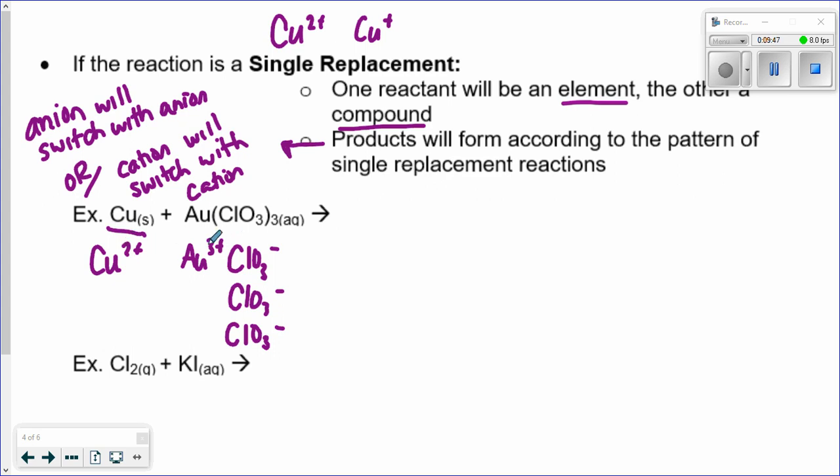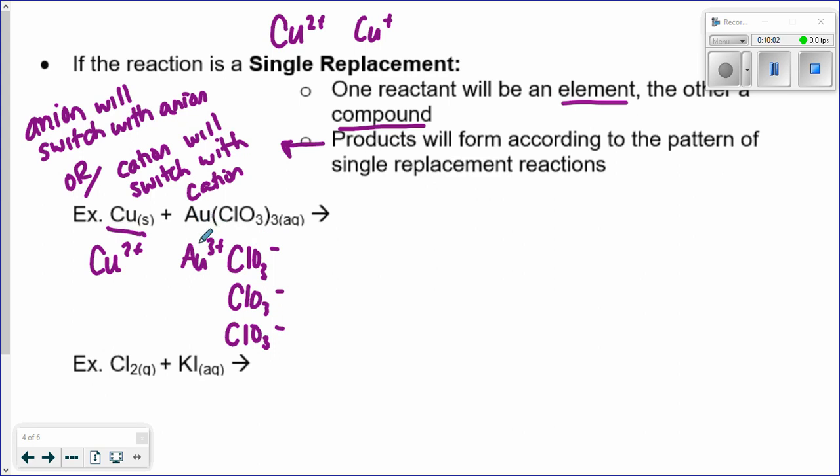So we need to think about what's going to switch with what. We know chlorate is going to stay as this nice big polyatomic, so don't start plucking oxygen out of it or something like that. We're going to keep our polyatomic together. Now we need to figure out who's going to be together.